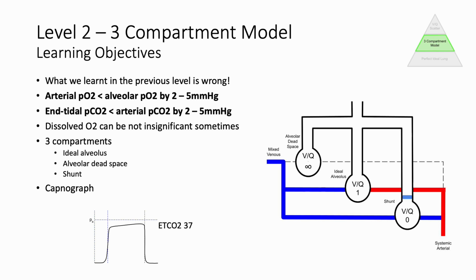So in this model, we keep the ideal alveolus that we had before, but we add two other types of alveoli. So we add an alveolus that is ventilated but not perfused, and we also add an alveolus that's perfused but not ventilated. We also need to recognize that the capnograph isn't a perfect square wave, that phase 2 and phase 3 tend to be slightly upsloping, and we need to be able to explain this shape.